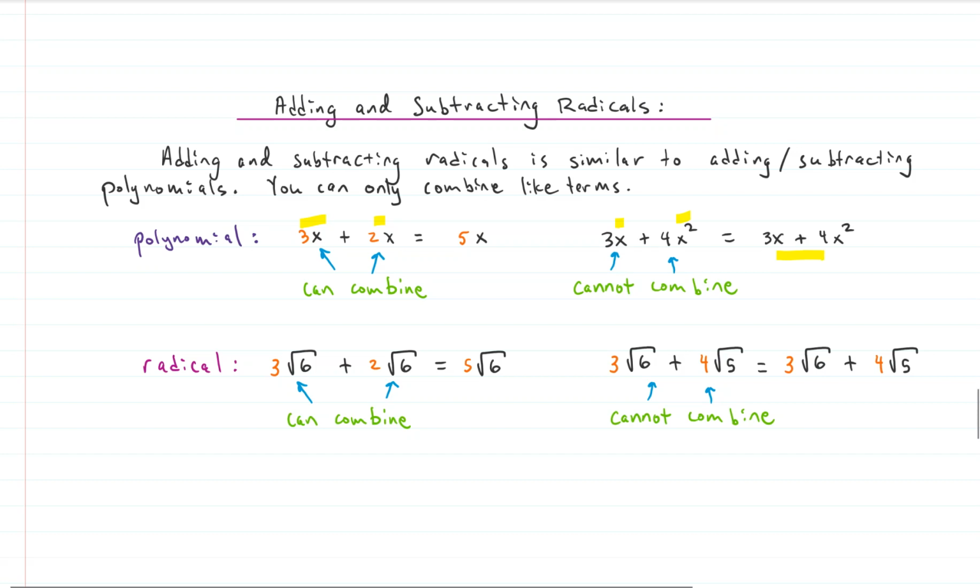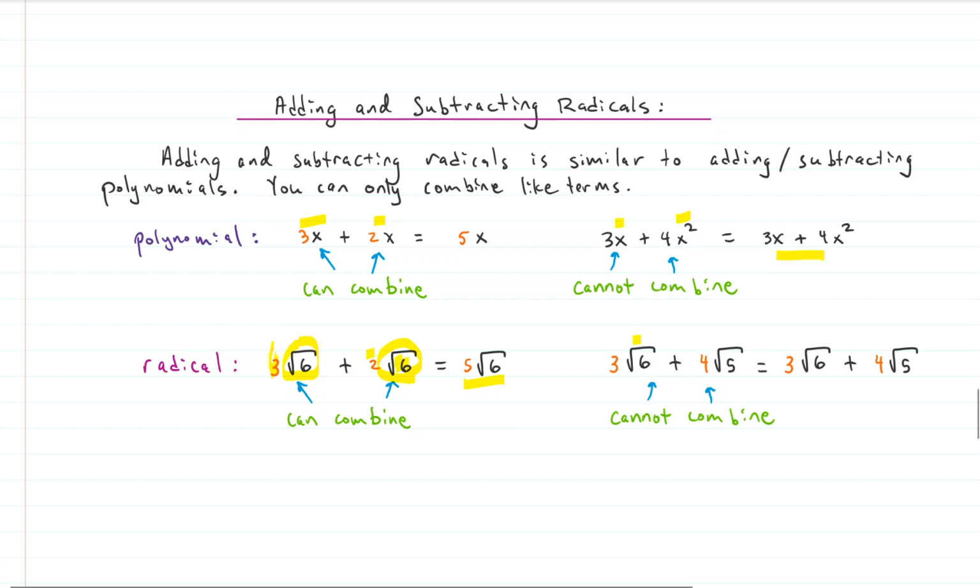Radicals are very similar. If we have a radical 6, a square root of 6, and we've got 3 of them, and we have 2 more radical 6's hanging out, we can add the 3 and the 2 and get 5 radical 6's. But radical 6 is just like an x. You can only add other radical 6's to it.